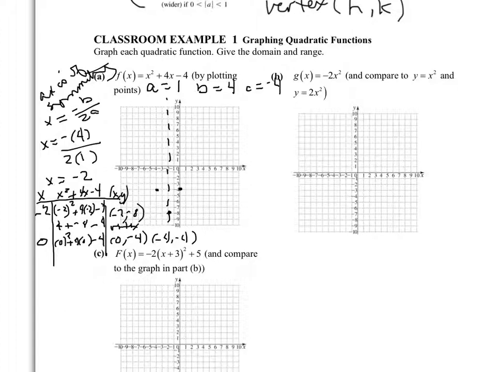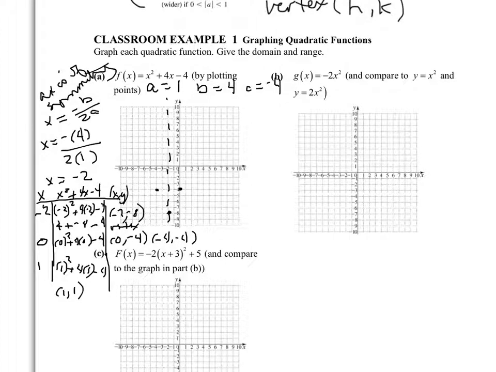Now, I need to find another pair of points. We might see what happens if we use 1 for x. So if I were to plug in 1, square it, plus 4 times 1 minus 4, what I will discover is that I get the ordered pair (1, 1). And I'm running out of room, so I'm going to put it right there.